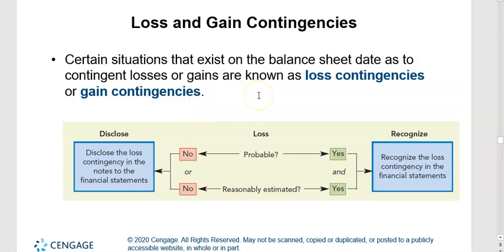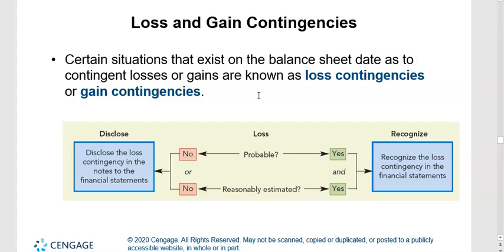Another one that you need to be aware of are loss and gain contingencies. Sometimes things happen, they hinge on something that's going to happen in the future, and you don't know whether or not you should record it on your balance sheet or not.